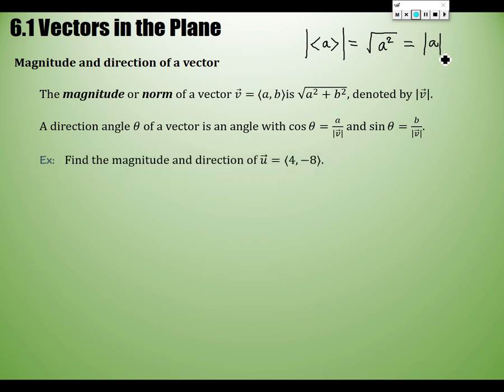I think I could have given you this question without having really said any of this up here, and you would have been fine, right? Find the length of this and the angle of this. Right? Go ahead and do it.